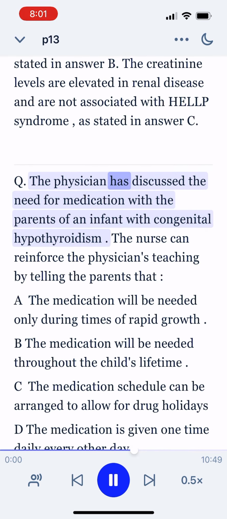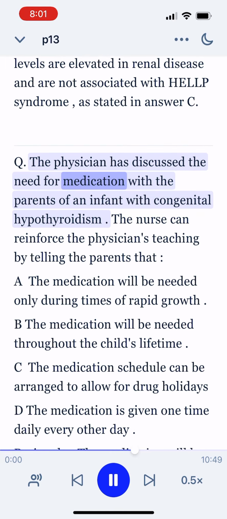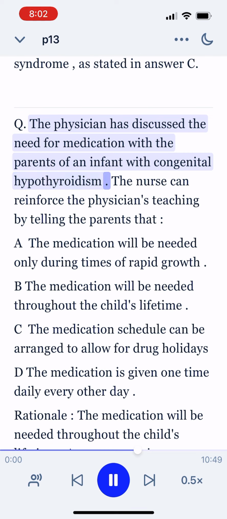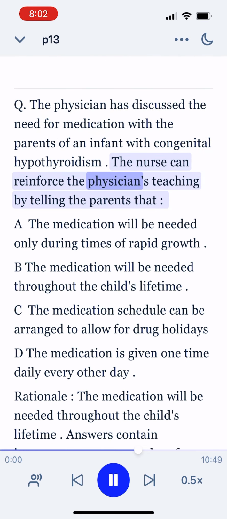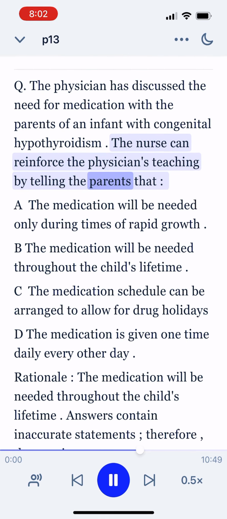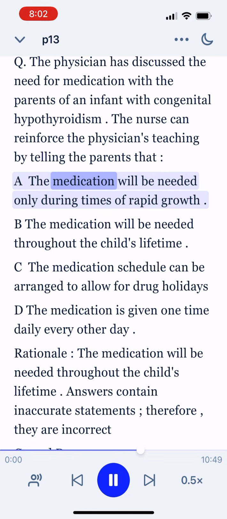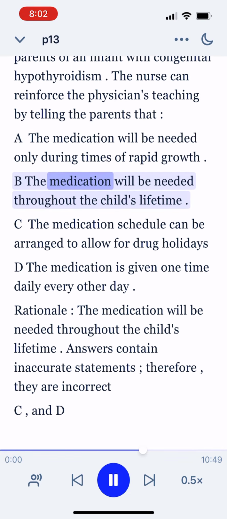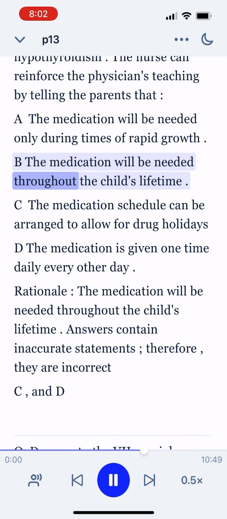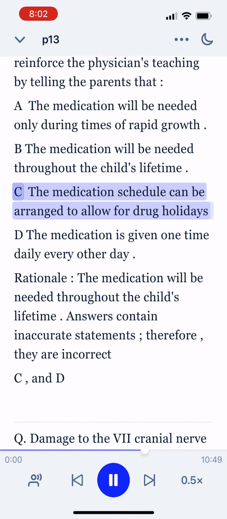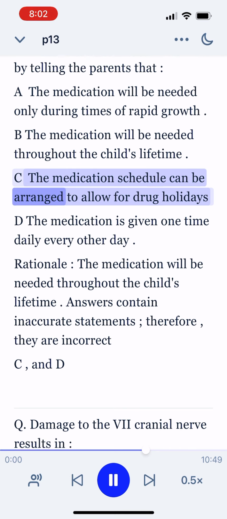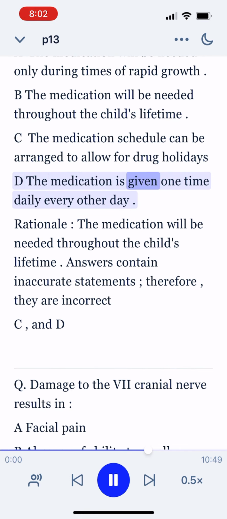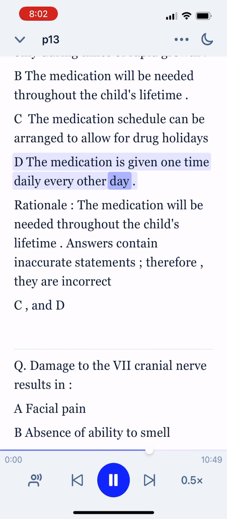Q. The physician has discussed the need for medication with the parents of an infant with congenital hypothyroidism. The nurse can reinforce the physician's teaching by telling the parents that A. The medication will be needed only during times of rapid growth. B. The medication will be needed throughout the child's lifetime. C. The medication schedule can be arranged to allow for drug holidays. D. The medication is given one time daily every other day.